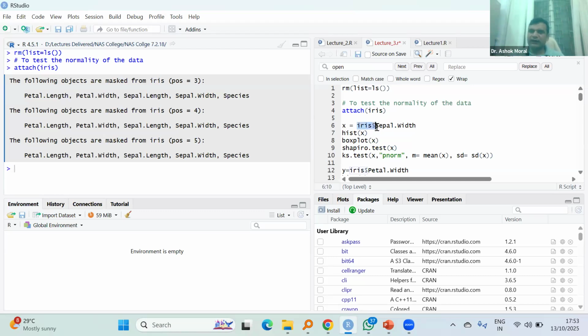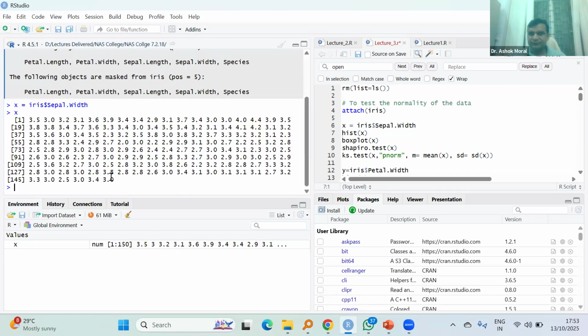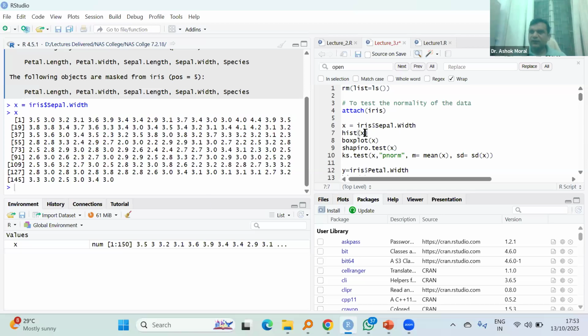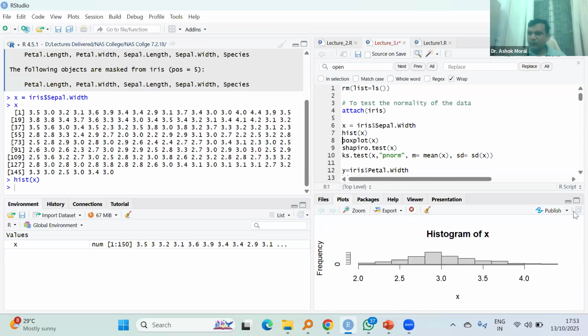If we are using attach, then there is no need of iris dollar. But if you are not attaching it, then you have to use iris dollar sepal dot width. That's why I'm using this one. So what is x? X is these type of numbers. This one, 150 observations.